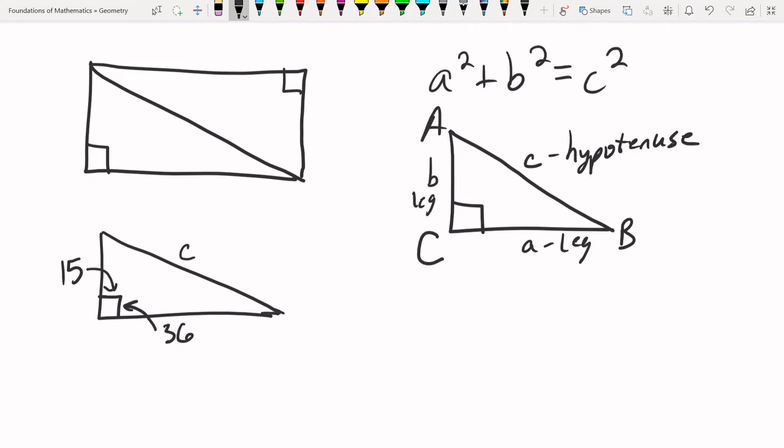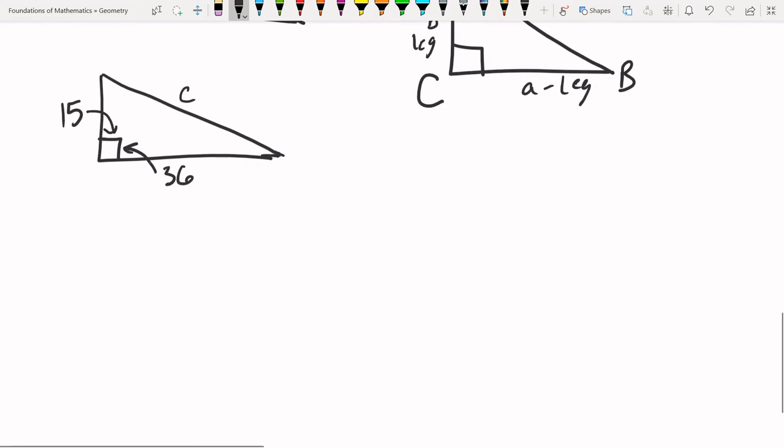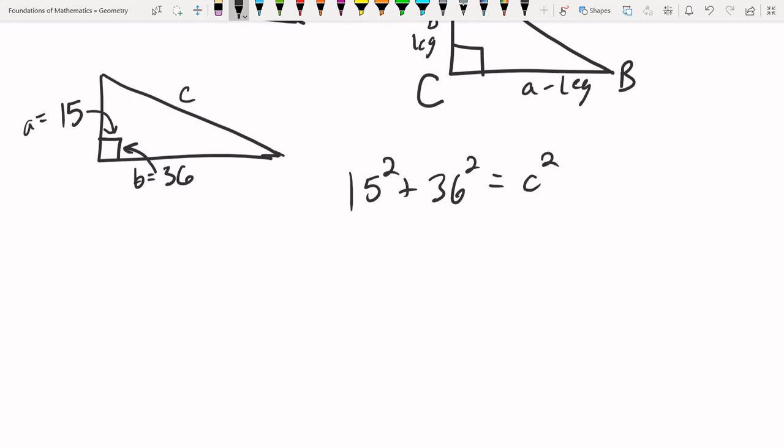So we can find that by using Pythagorean theorem and plugging in, I meant to do it in red, plugging in the legs, which are a and b, and solving for c. So I can say a is this one and b is this one, or I could flip them. It doesn't matter which way I do it. 15 squared plus 36 squared equals c squared. That's how we use Pythagorean theorem.